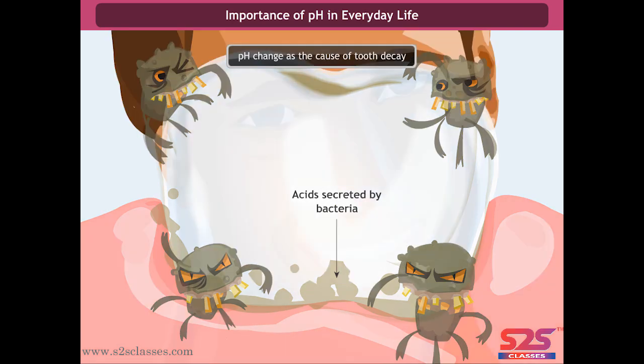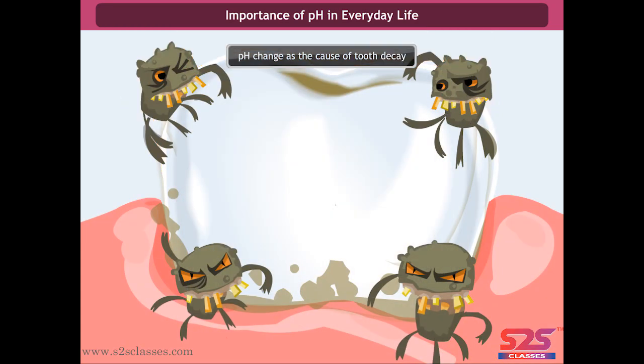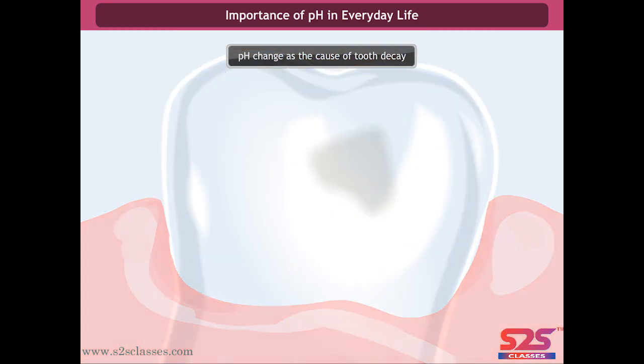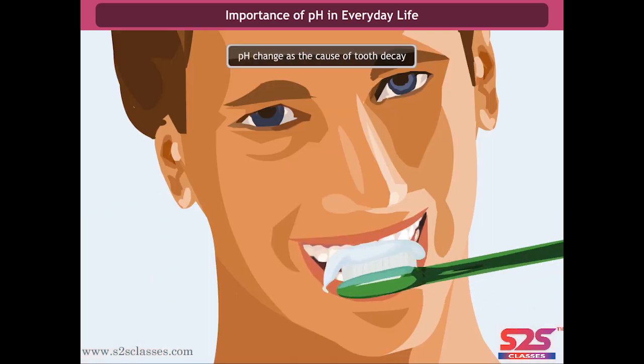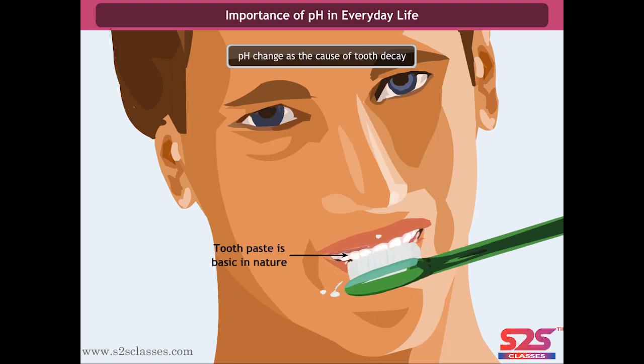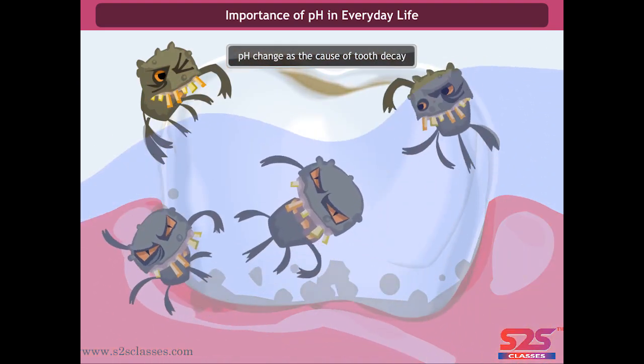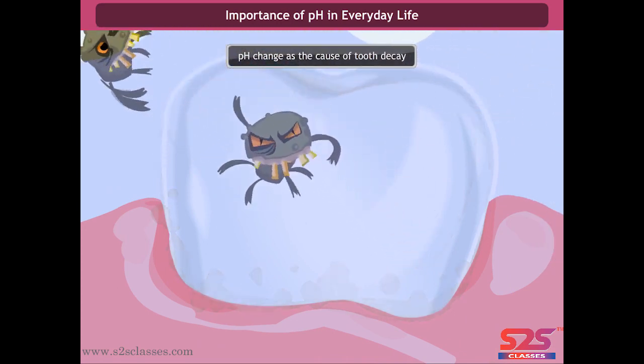Bacteria present in the mouth produce acids by degradation of sugar and food particles remaining in the mouth after eating. The best way to prevent this is to clean the mouth after eating food. Using toothpastes, which are generally basic, for cleaning the teeth can neutralize the excess acid and prevent tooth decay.